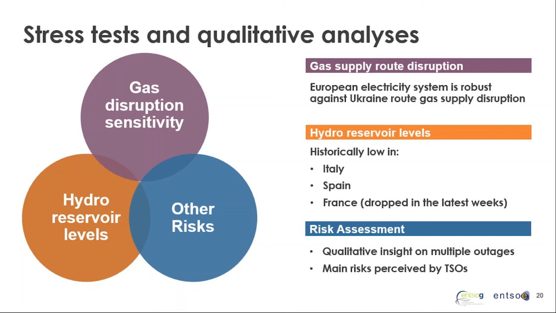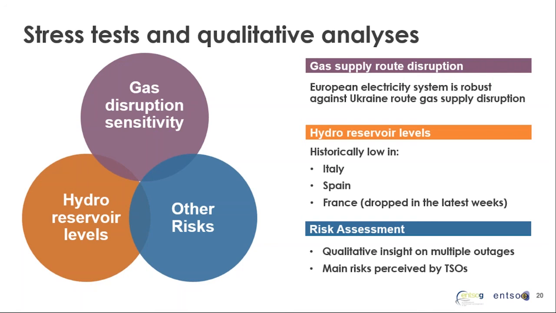So regarding concretely what is in the present winter outlook for electricity. As Louis mentioned for the gas disruption, we have the sensitivity update about the risk of disruption from Ukraine route, and we confirmed that the southeast countries might be at risk from some partial gas disruption. But the electricity system is robust against this analysis, and so it's a confirmation on this sensitivity.